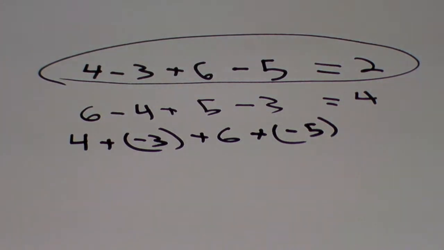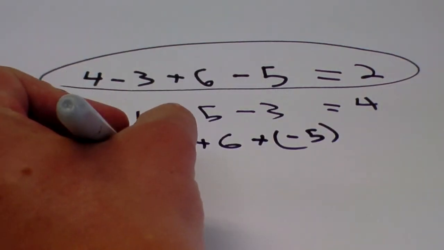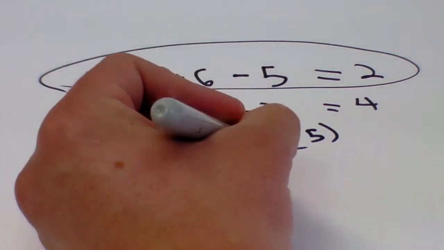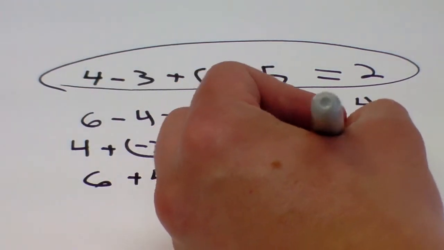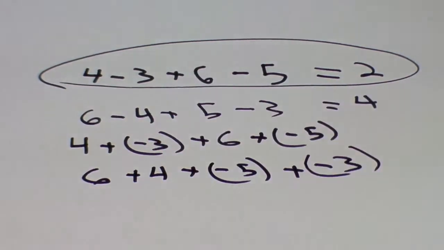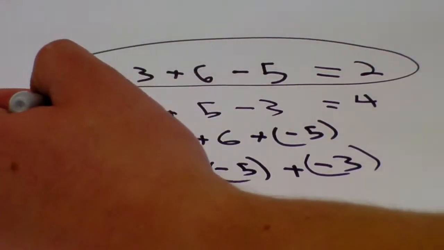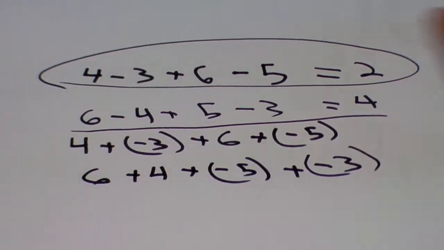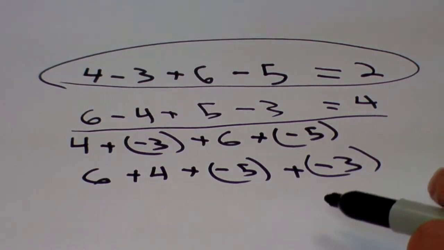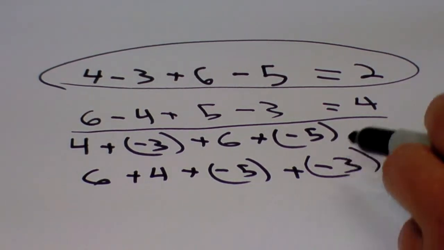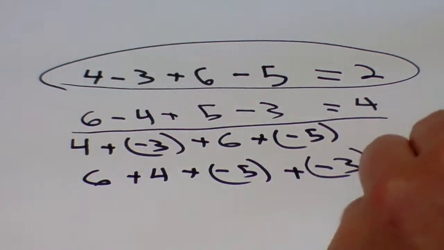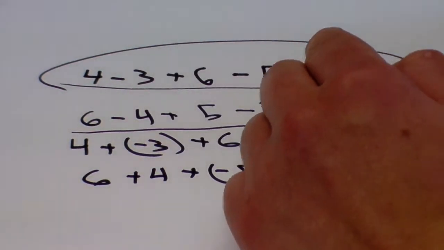So here's what it would look like. 6 plus 4 plus negative 5 plus negative 3. So we moved all of the numbers around just like we did right here. We've got a 6, then a 4, then a 5, then a 3. But this time the numbers kept their signs with them when they moved. See, in this original equation we had a negative 3 and it kept its sign over here. And we had a negative 5 and it kept its sign.